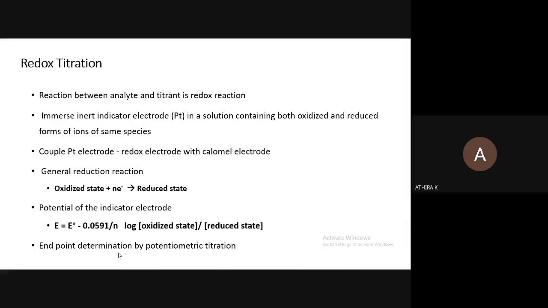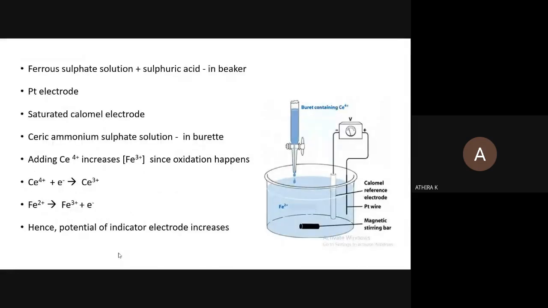Okay. Then how can we perform a redox titration? You can see here there is a figure to help you. We are taking 20 ml ferrous sulfate solution. In ferrous sulfate, iron exists in the Fe2+ state. So we have a solution containing Fe2+ ions in a beaker.